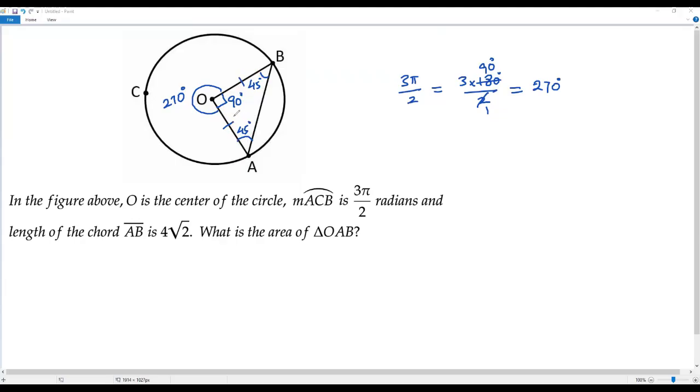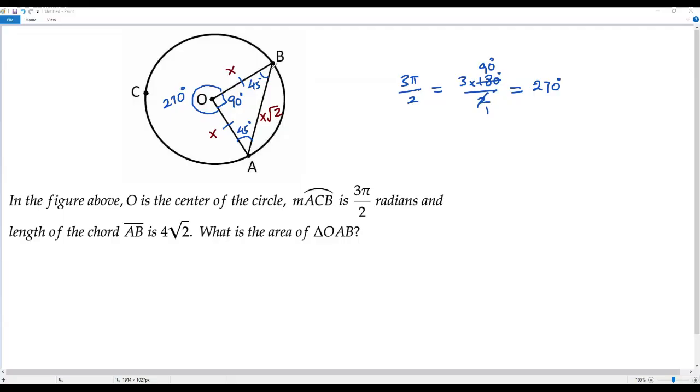In a 45, 45, 90 special right triangle, apart from the hypotenuse, the remaining two legs must be equal in length. Here AB is the hypotenuse because it's opposite to the right angle of 90 degrees. So the remaining two legs are OA and OB, and they are equal in length. If I assume X as the length of OA, then the length of OB also must be X, and the length of the hypotenuse has to be X times square root of 2. Already we know this in a 45, 45, 90 special right triangle. So when I assume X as the length of OA and OB, the length of the hypotenuse AB is X times square root of 2.